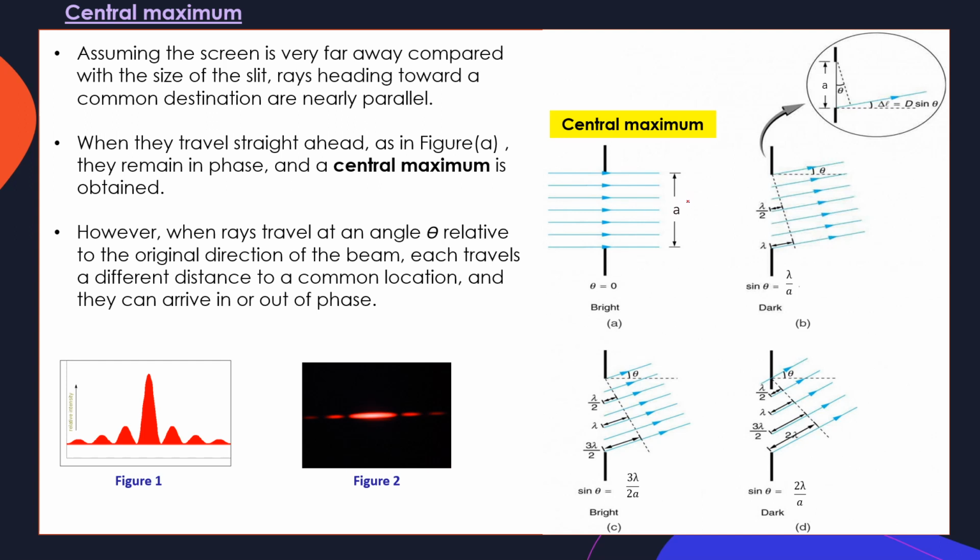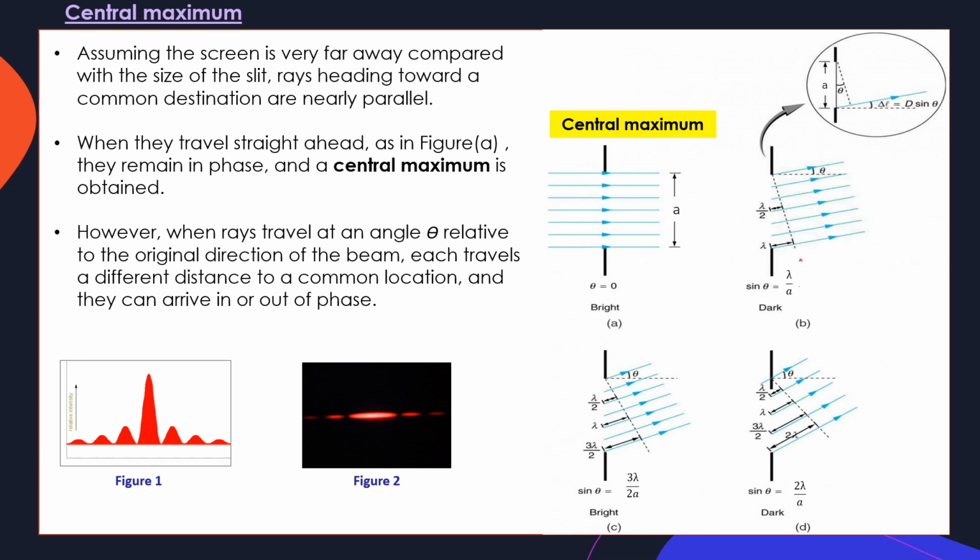obtained on the screen. However, if you look at diagrams B, C and D, the rays travel at an angle theta relative to the original direction, which we assume is parallel to the right, so each travels a different distance to a common location. And what happened? They can arrive in or out of phase on the screen.